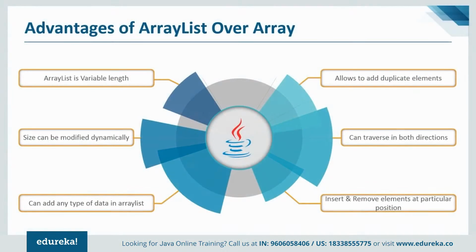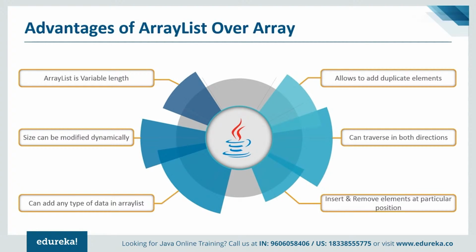Now, let's jump into the last topic of today's discussion, that is the advantages of array list over array. First, array list is variable length. Arrays are of fixed length. You cannot change the size of an array once it is created. But array list is variable length, that is, it can grow and shrink dynamically. Next, the size of the array list can be modified dynamically. When you add elements, the size will increase, and if you remove elements, the size will automatically decrease.